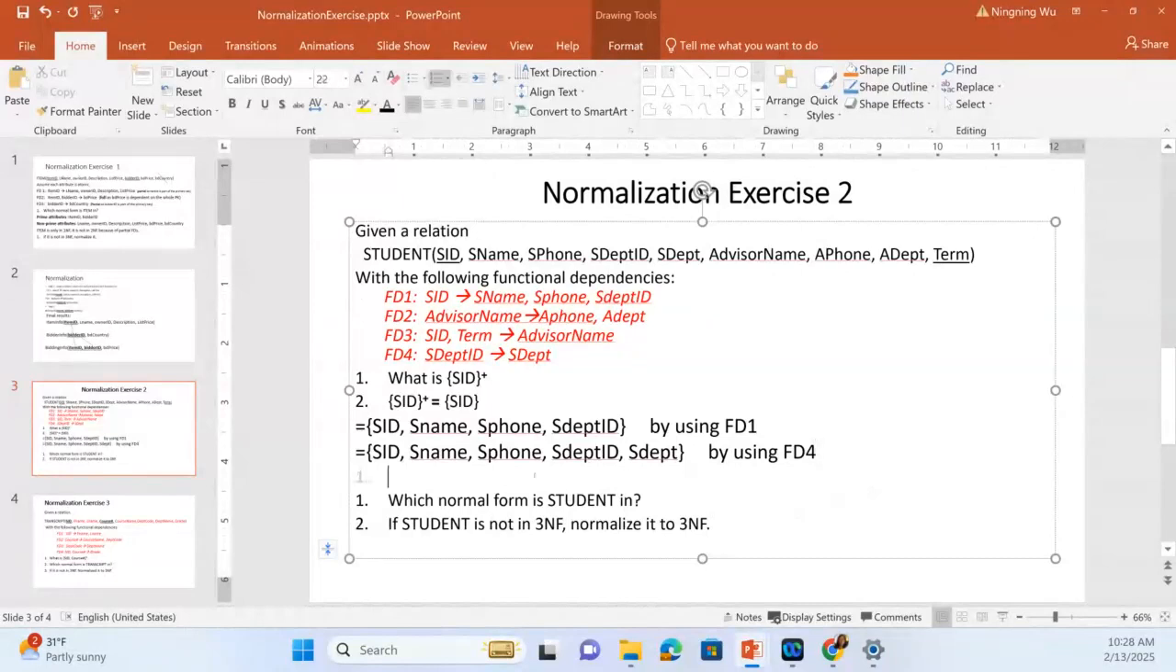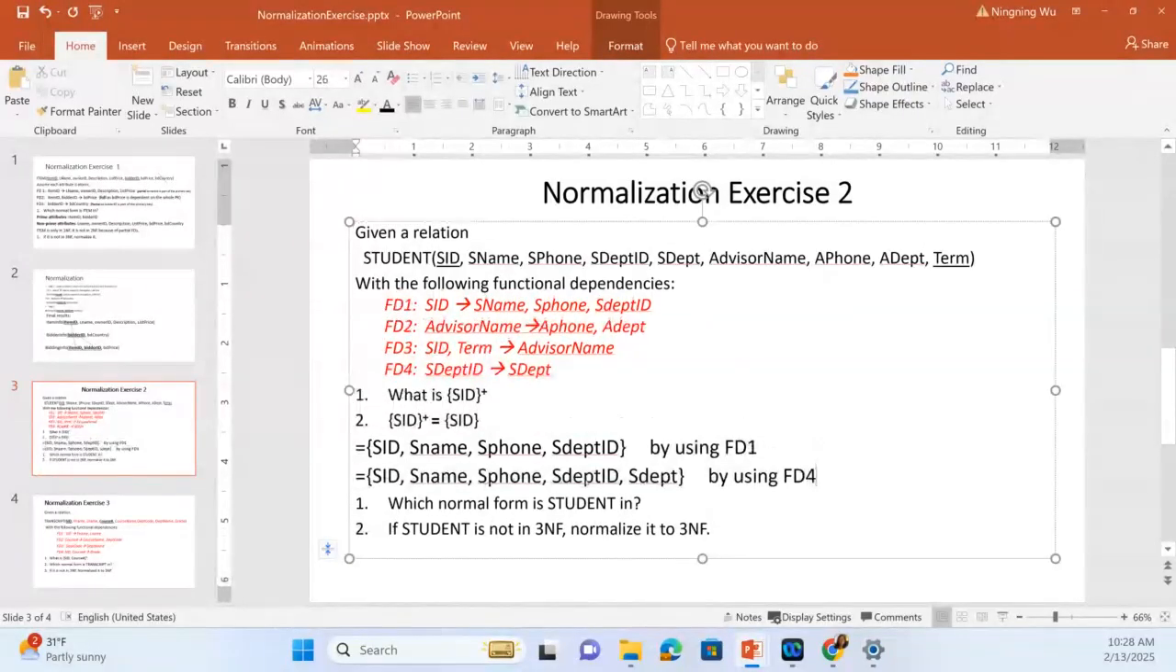Okay. Now I want you to work on these two questions independently at home: normalization 2 and also normalization 3. For normalization 2, in order to identify the normal form of student, we first have to specify the prime attributes and the non-prime attributes. Then we're going to utilize the information of prime attributes, non-prime attributes, and the primary key to evaluate what type of functional dependency each one is.